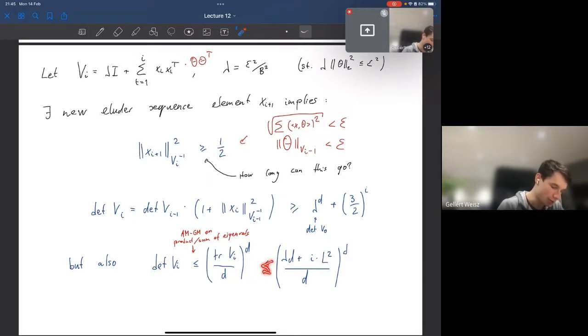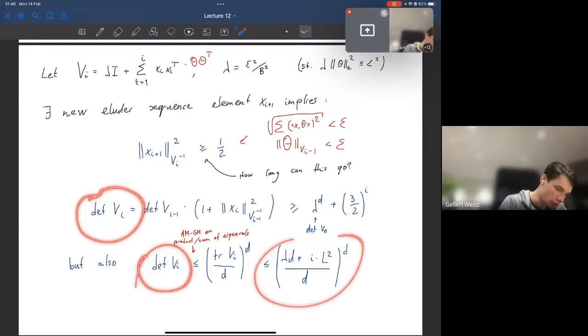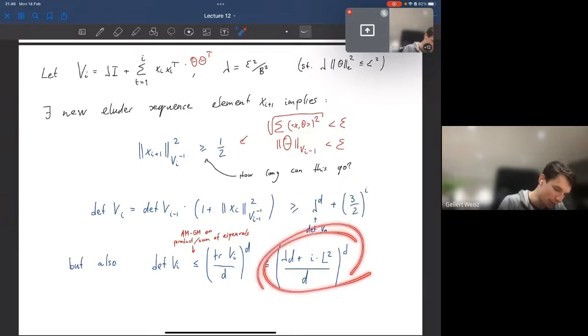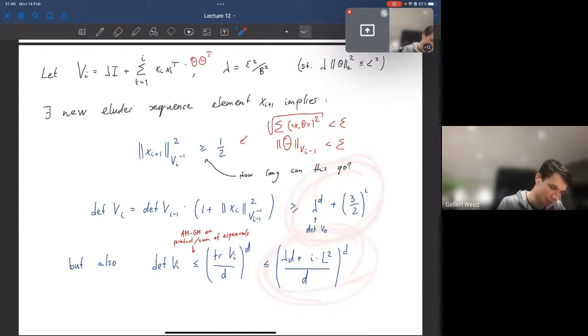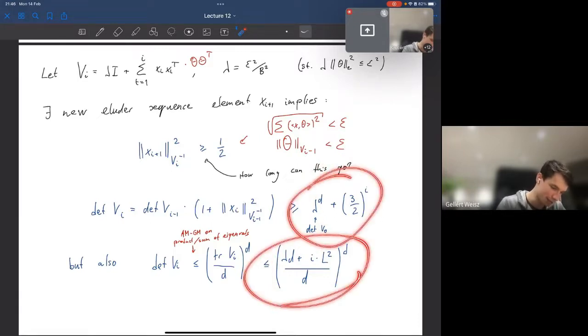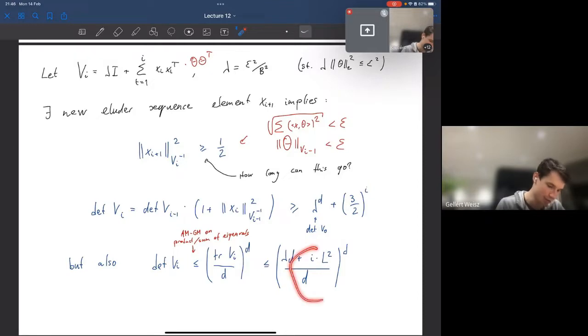And then you can further bound this by asking what V_i is. Well, V_i is this thing. So the trace of V_i is going to be the trace of this, which is lambda D, plus these things, whose L2 norms are bounded by L. So you can bound this term with i times L squared, for the i times that you added this. So what do we have here? We have a determinant upper bound and a determinant lower bound. This can only go on as long as the lower bound is less than or equal to the upper bound. But the upper bound doesn't grow as quickly as the lower bound, right? The lower bound grows exponentially in i and the upper bound doesn't.